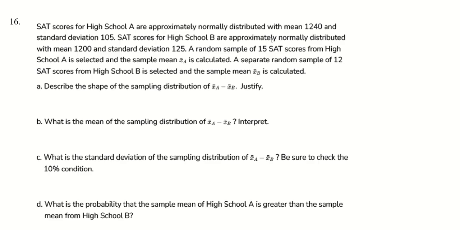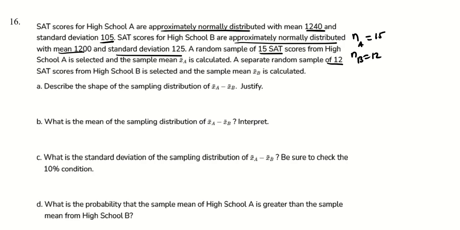All right. So SAT scores for high school A are approximately normally distributed with a mean of 1240 and a standard deviation of 105. SAT scores for high school B are approximately normally distributed with a mean of 1200 and standard deviation 125. A random sample of 15 SAT scores from high school A is selected and the sample mean is calculated. A separate random sample of 12 from high school B is selected and the sample X bar B is calculated. Okay, so we got NA for high school A is 15 and NB is 12.